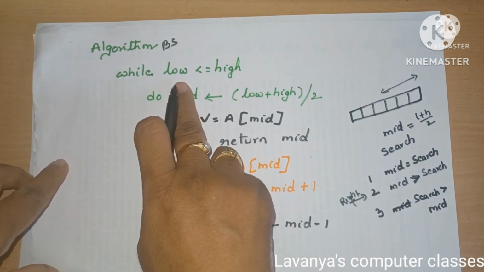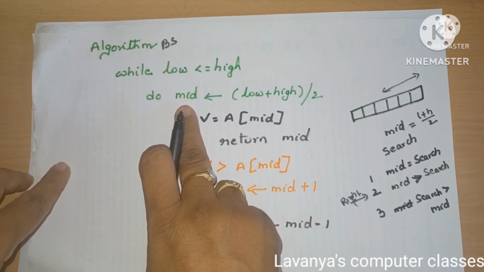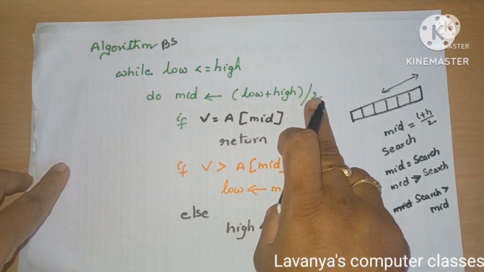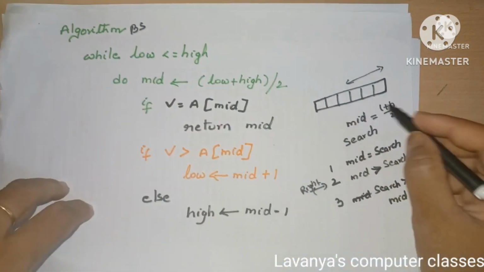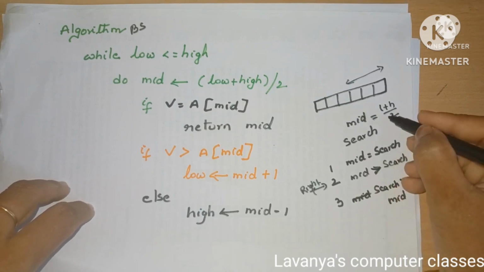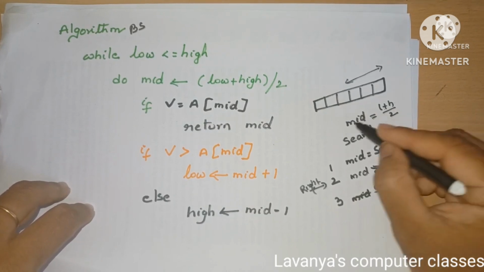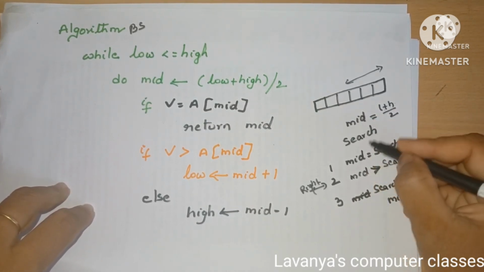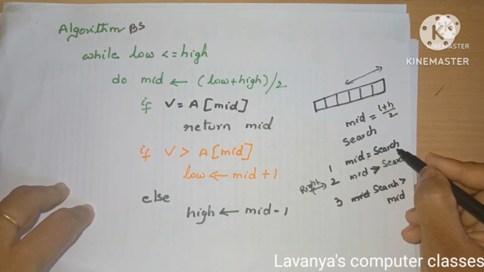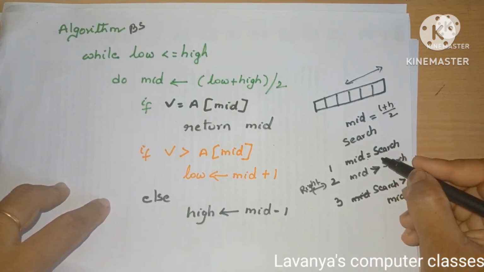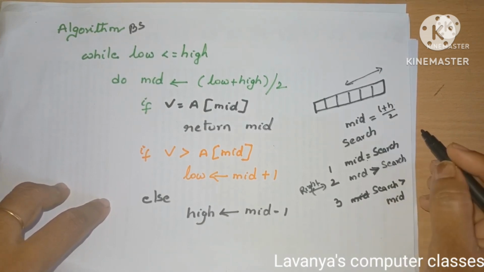If the low element is always smaller than or equal to high, then calculate mid. How to calculate mid? mid equals (low + high) / 2. After calculating mid, we need the mid element and the search element. Then compare the mid element and the search element. Three points we require. First point: if the middle element and search element are the same, then it is a successful search and the element is found at the middle position. Then stop your procedure.